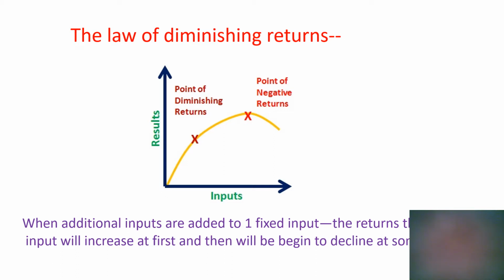As you can see from the graph, as we continue to add workers or inputs, we see that the results of those workers will first increase, then start falling off and eventually end up being negative.